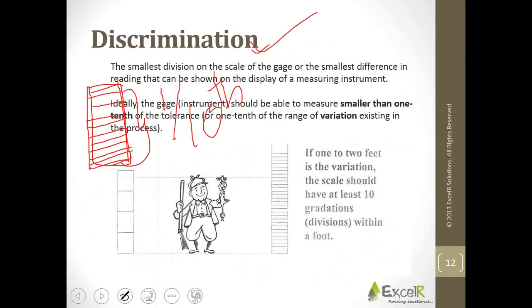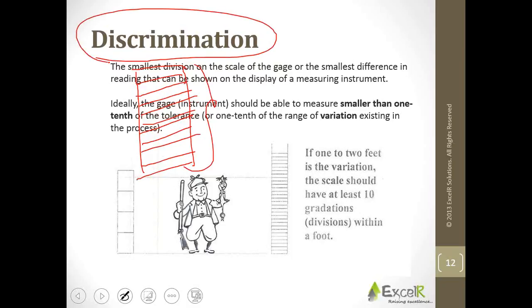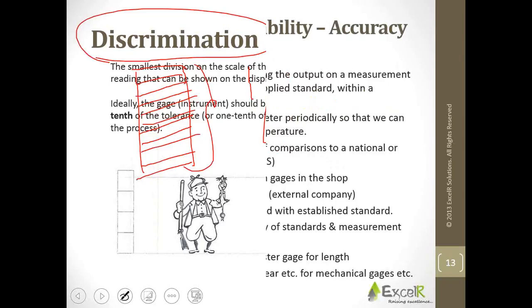If I'm measuring height in feet, then suppose this is 1 foot, then I should be able to measure to the accuracy of 1/10. There are 10 gradations, 10 divisions within this 1 foot. So this is how you're going to come up with your measurement device. That is called discrimination. At least, I mean, this is at least. That means you can go to any accuracy level possible, but at least you should be able to measure to the 1/10 of the range of variation.